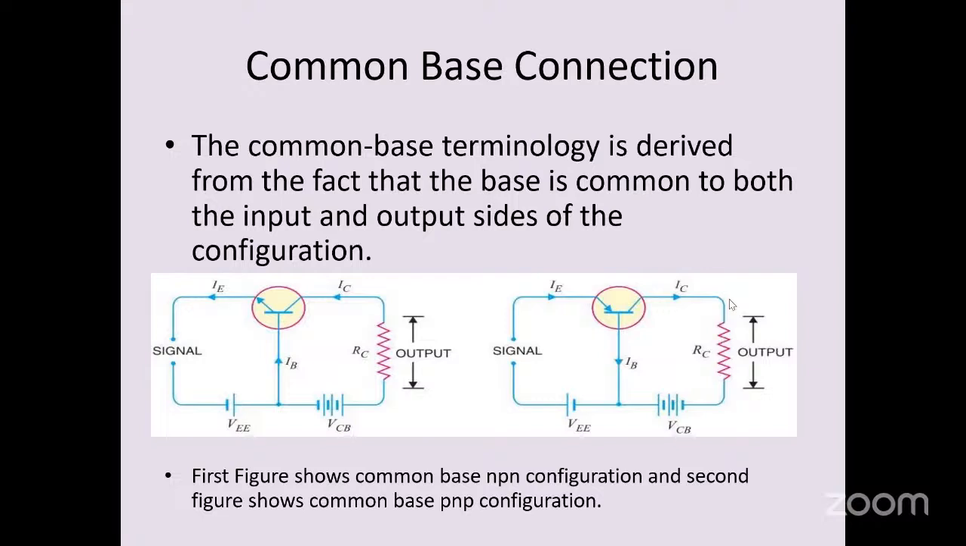So here a load is to be considered. In the collector region, the load resistance is RC. C means collector, R means resistor. Okay. So across this we are taking output. But what about the signal? Signal is also there.